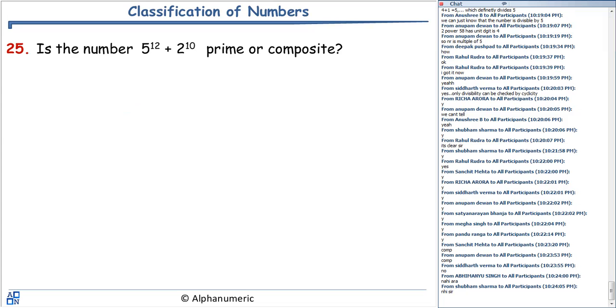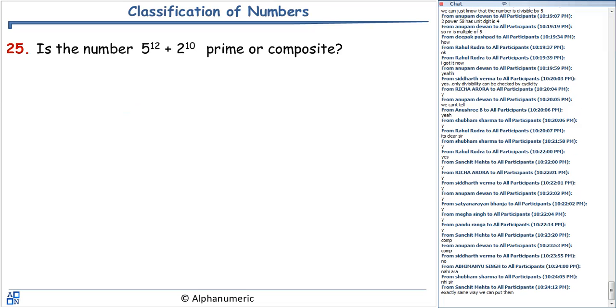Okay, the question is 5 raised to power 12 plus 2 raised to power 10. Is this number a prime or a composite number? Yes, exactly the same way. एक मिनट, ये कुछ चीजें बंद करनी थी इसमें. Just a minute. Yes. Now 5 raised to power 12 plus 2 raised to power 10, is it a prime or composite? So we can prove it similarly जैसे previous question में किया था.